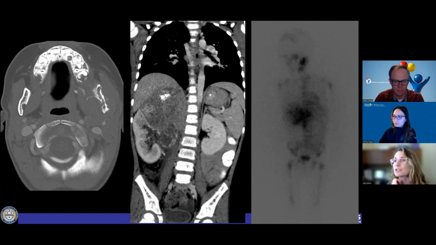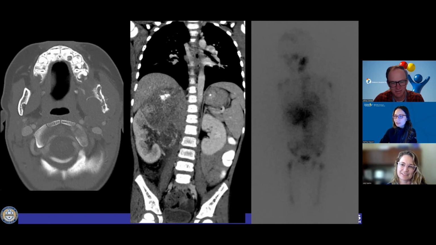When we see something that's concerning, neuroblastoma is always in the back of my mind with these young kids with limp or weird bone lesions. Should we just go ahead and add on a retroperitoneal ultrasound? Go look for the primary tumor and save some time with the workup?